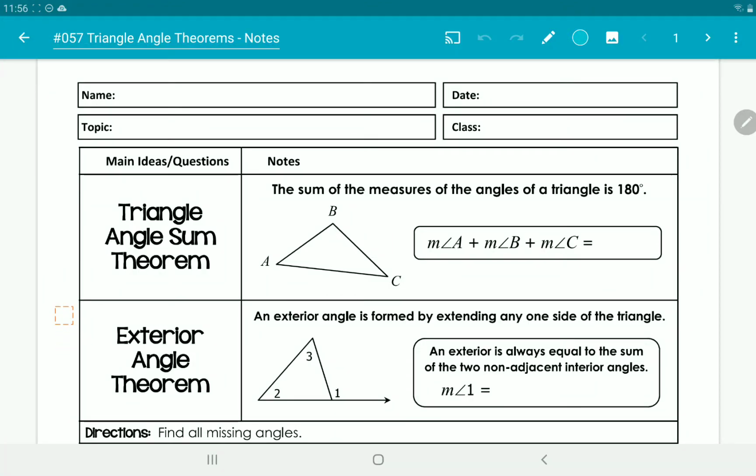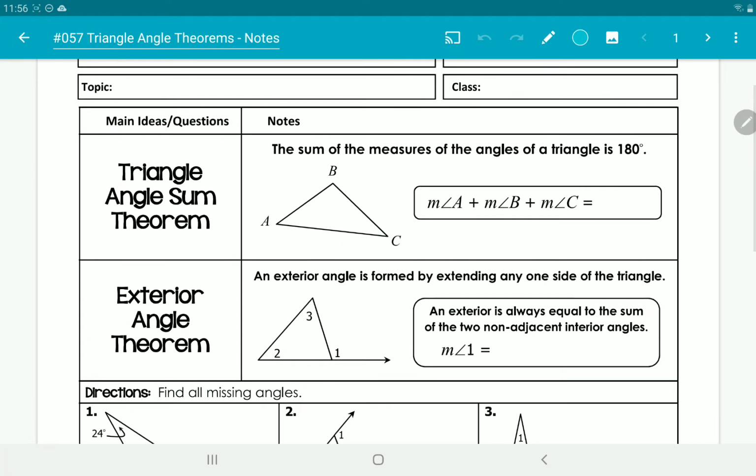So today we're going to be looking at the triangle angle sum theorem as well as the exterior angle theorem. Here we have a triangle with angles A, B, and C. I just put little angle marks on them, and I used a different number of angle marks on all three of them because we don't know if they're the same or different, so we'll just say they're different.